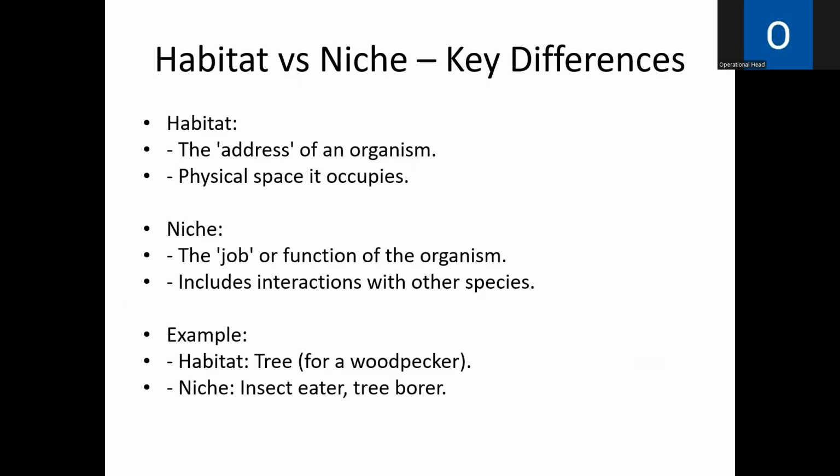Let's read some key differences. Habitat is the address of an organism, the physical space it occupies. Niche is the job, the role played by a particular organism, and includes interaction with other species. For example, habitat: a tree for a woodpecker. Niche: insect eater; a woodpecker eats insects and tree borers, so this is its role.